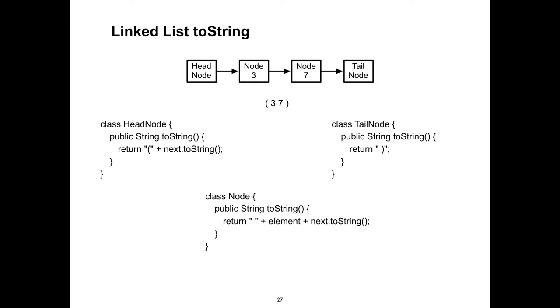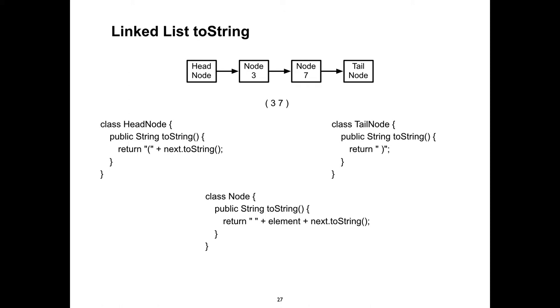Have a head node and a tail node, right? So now I don't have to worry about those two special cases, and the head node is going to act like a head node. So let's say here I have my list, and it's got a 3 and a 7, and I want to be able to just print things out. So I send a toString message to the head node, and the head node says, okay, well, I'm just a head node. I don't get any value. So I'll add the beginning parenthesis and then ask the next node to do all the rest. And I'll combine them together and return it, right?